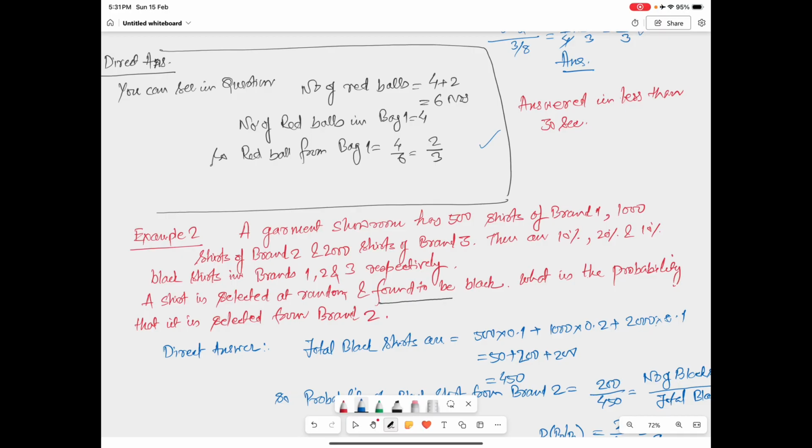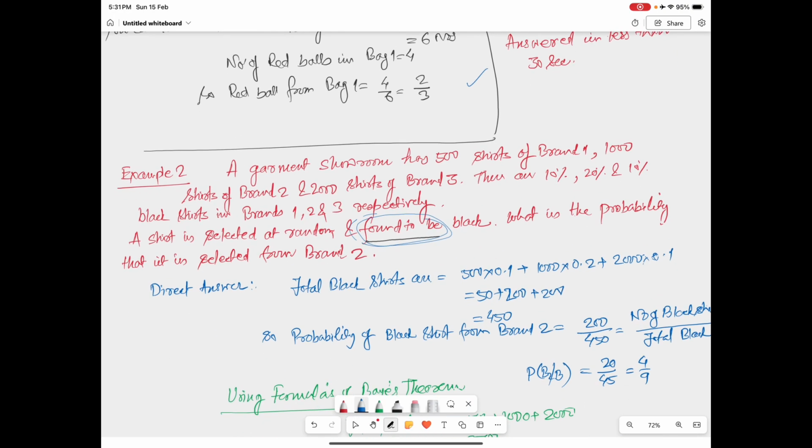There are 10%, 20% and 10% black shirts in brands 1, 2 and 3 respectively. A shirt is selected and found to be black. What is the probability that it is selected from brand 2? So the direct answer is, I can immediately find out how many black shirts there are.